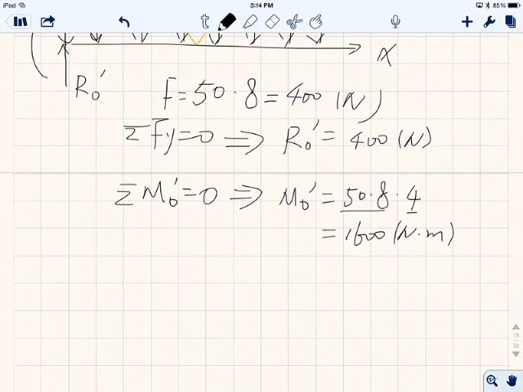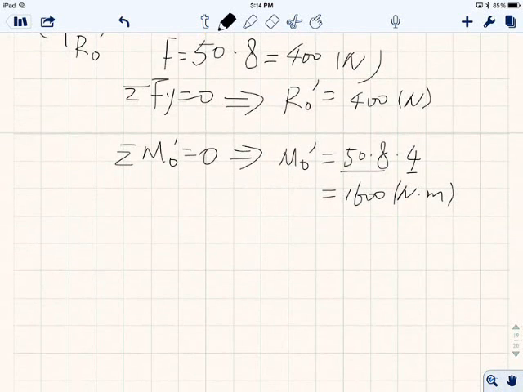Okay, so once we have that, the next thing is we can draw a free body diagram and find out what's the maximum bending moment and what's the maximum internal shear force. Okay, so let's see here.